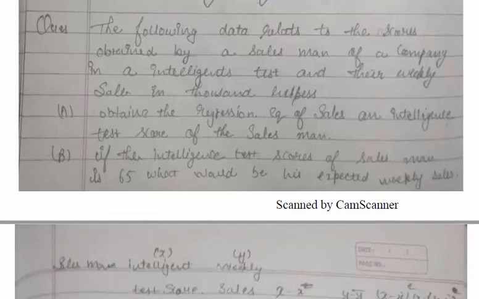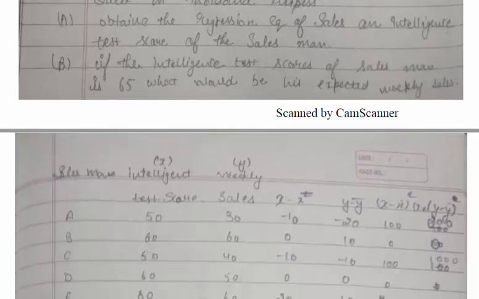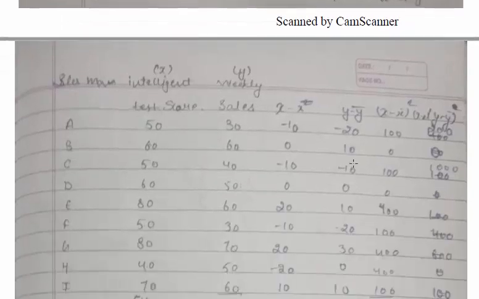The following data relates to the scores obtained by salesmen of a company in an intelligence test and their weekly sales in thousands. Obtain the regression equation of sales on intelligence test scores of a salesman, and if the intelligence test score of a salesman is 65, what would be his expected weekly sales? So salesmen are given as A, B, C, D and so on. Intelligence test score is represented by X, weekly sale is represented by Y.